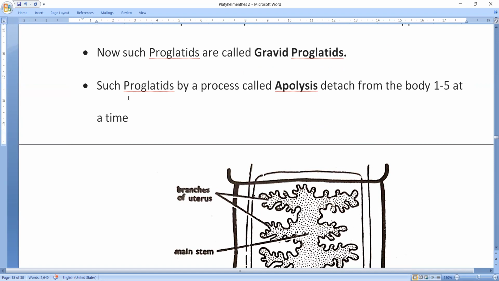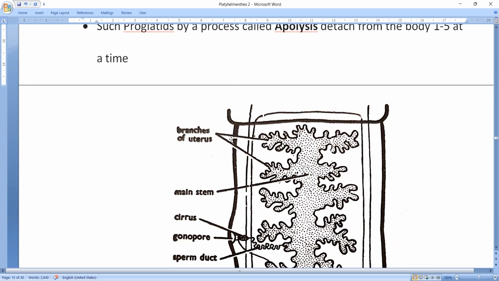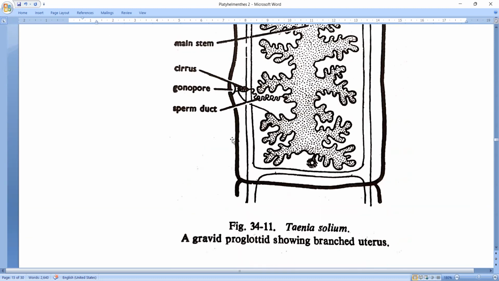Anyway, the gravid proglottids, by a process called apolysis, detach from the body 1 to 5 at a time. ఒకటి కానీ లేదా ఒకటేసారి ఒక 4-5 gravid proglottids బాడీ నుంచి విడిపోతాయి అన్నమాట.